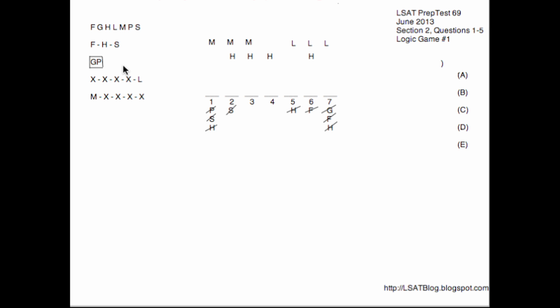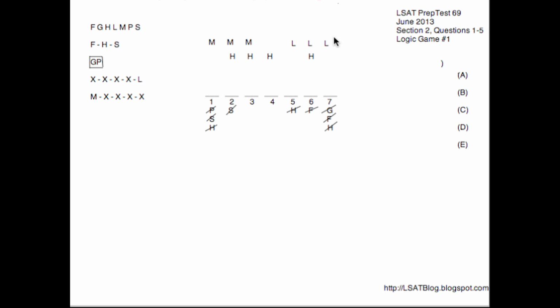Next, they tell us at least 4 things are earlier than L. So I have 4 X's loosely going before L, indicating that there are at least 4 things before L. And since there are 7 spaces total here, that means that L will have to be in either 5, 6, or 7. So I have a little L floating above each of those 3 spaces.